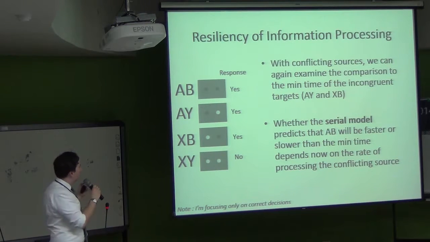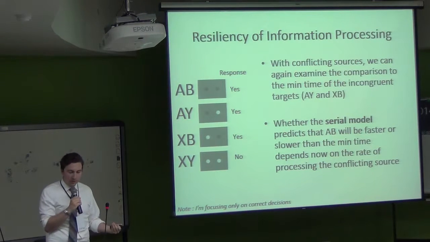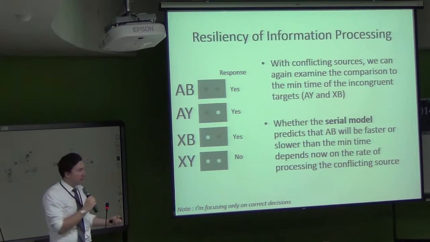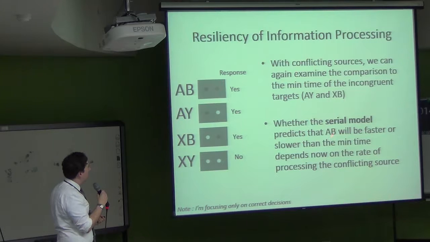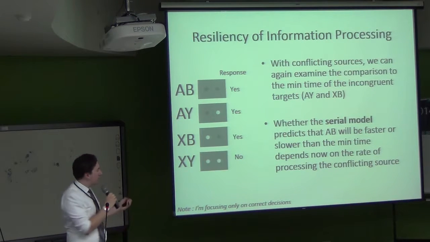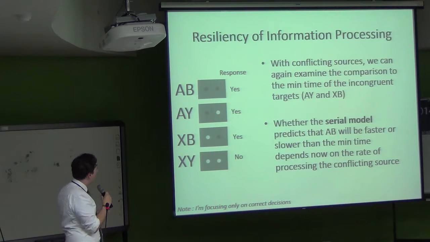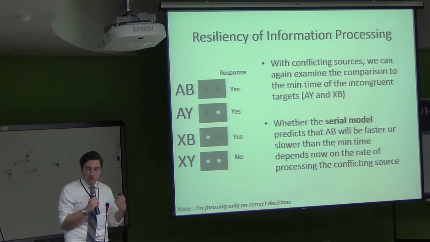Now, if we introduce our conflicting information sources and see what serial models do, they predict that the double target, this AB target, will be faster or slower than the minimum. So a serial model, so the minimum time of the single targets depends on the rate at which you can process both of these features.